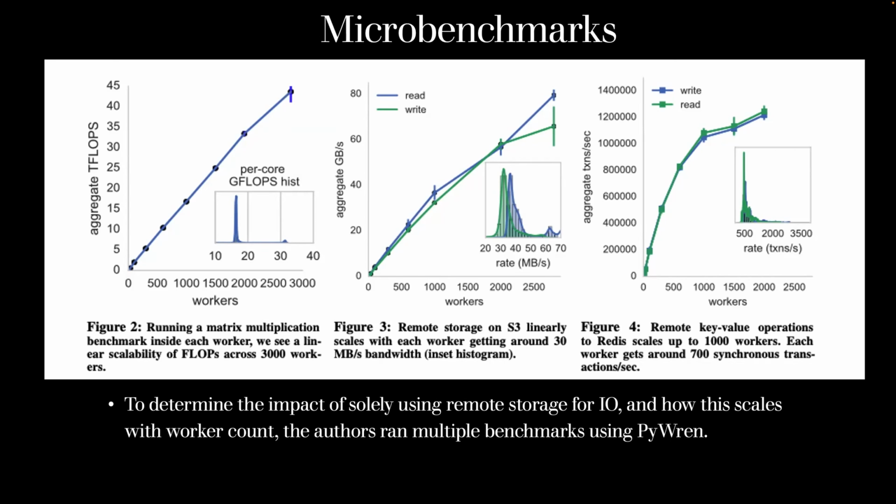To measure the remote input output throughput, read and write bandwidth is benchmarked to S3. You can see it in the second graph. As a result, on average, 30 megabytes per second write and 40 megabytes per second read per Lambda is obtained. This also scales to more than 60 gigabytes per second write and 80 gigabytes per second read when we increase the workload.